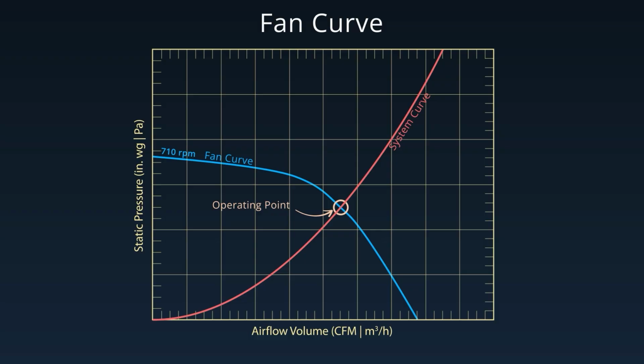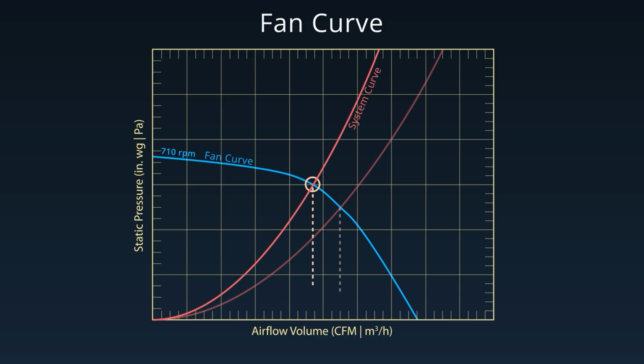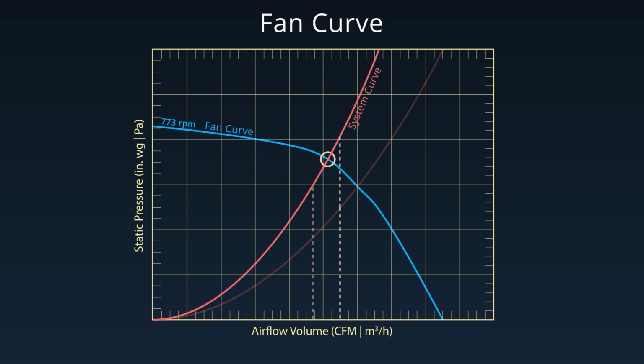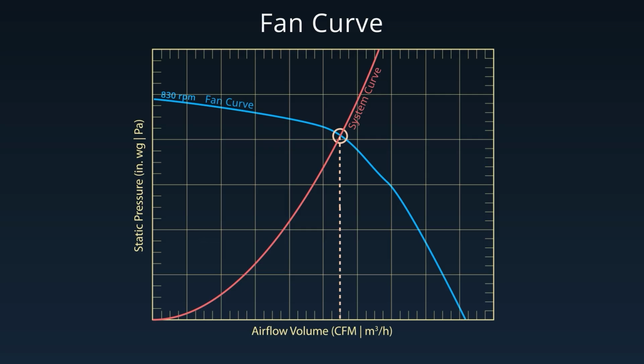As filters get dirty and clogged or dampers close, resistance increases. As a result, the system curve shifts to the left and the operating point changes. Now, the fan is providing a smaller airflow than the original operating point. If we want to continue providing the original airflow, then we need to increase the fan speed so that the new system curve crosses the fan curve at the required airflow rate.